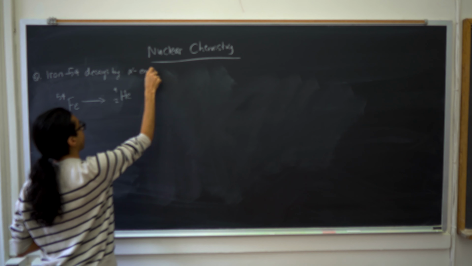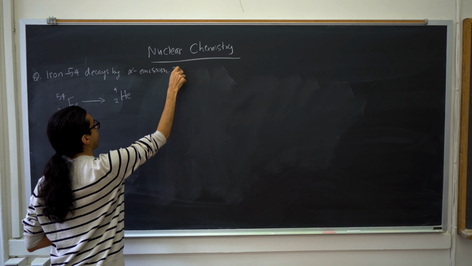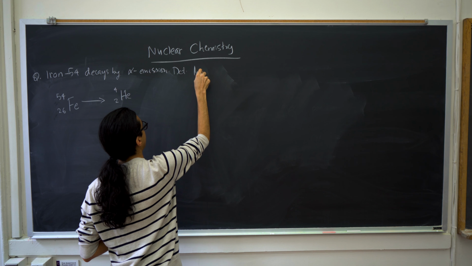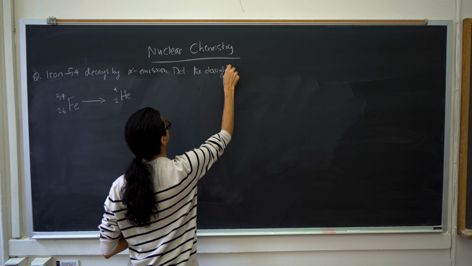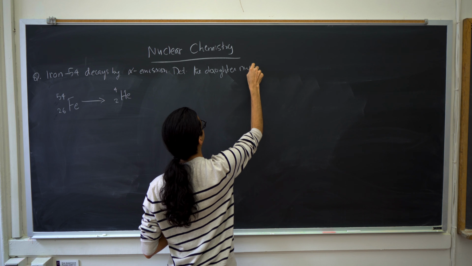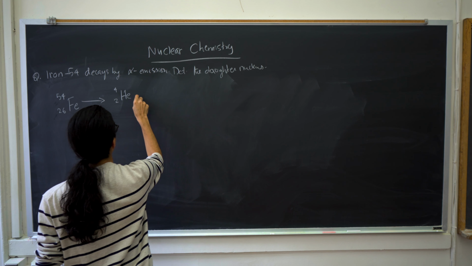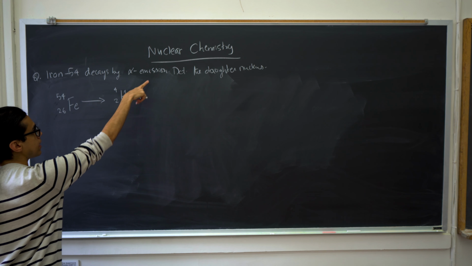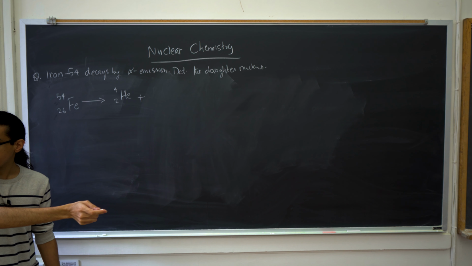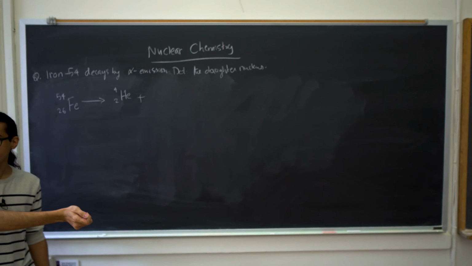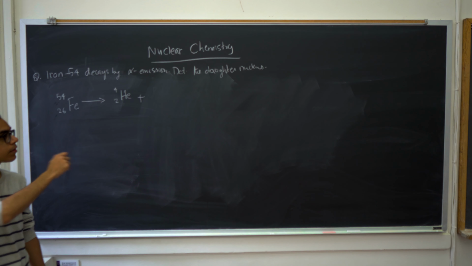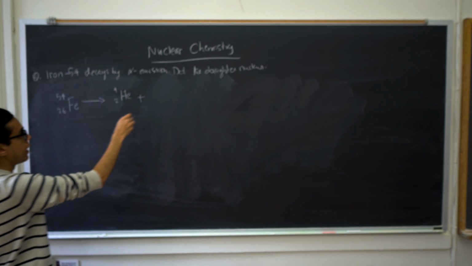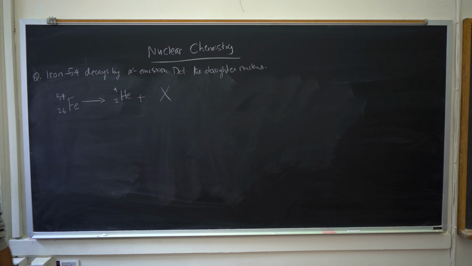Alpha emission. Determine the daughter nucleus. In addition to the alpha particle that's emitted, emitted particles appear on the right-hand side, absorbed particles appear on the left-hand side. Right? Emit right, absorb left. In addition to this, you get some leftover daughter nucleus, X.